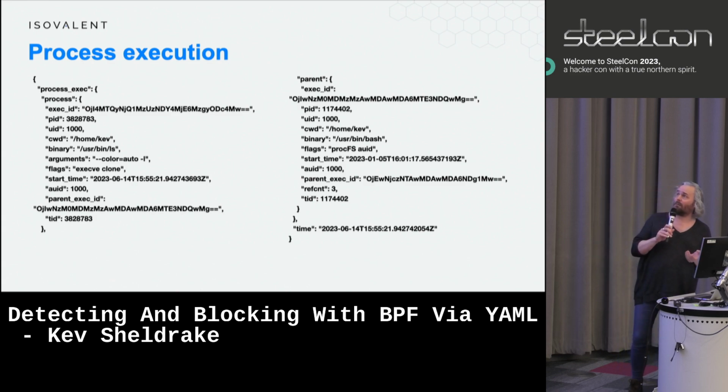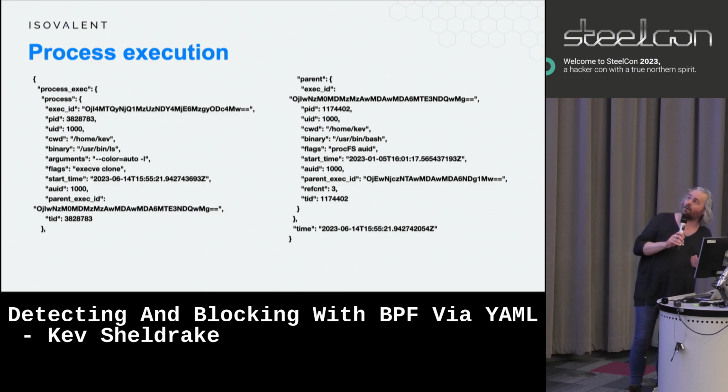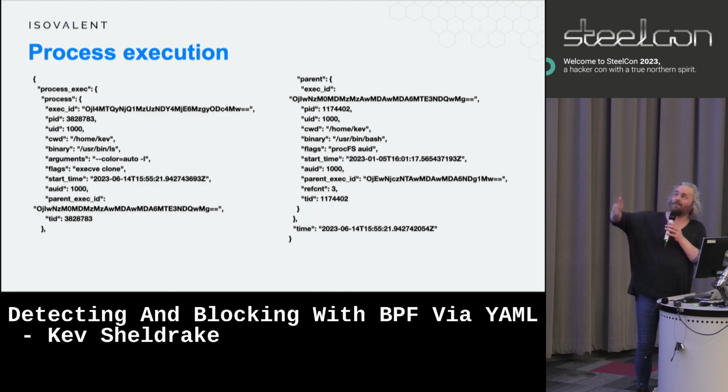So it's a JSON output. That's a process execution event. As you can see, I ran ls -l. It basically tells you about the process on the left-hand side. On the right-hand side is the parent process. Every process has its own exec ID, so you can match that up in your SIEM. You can build a tree of processes if you wanted.